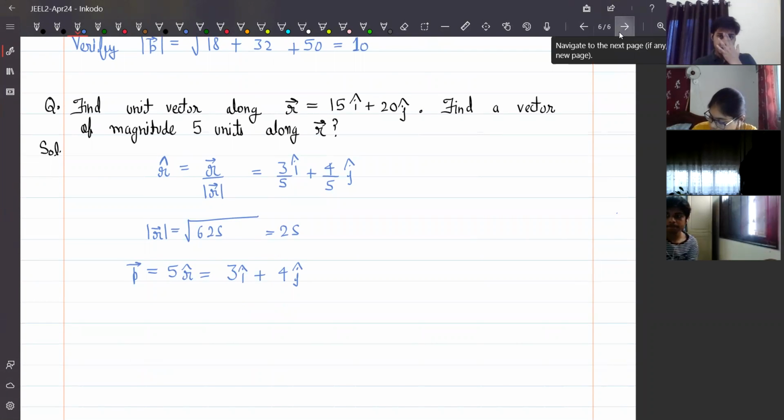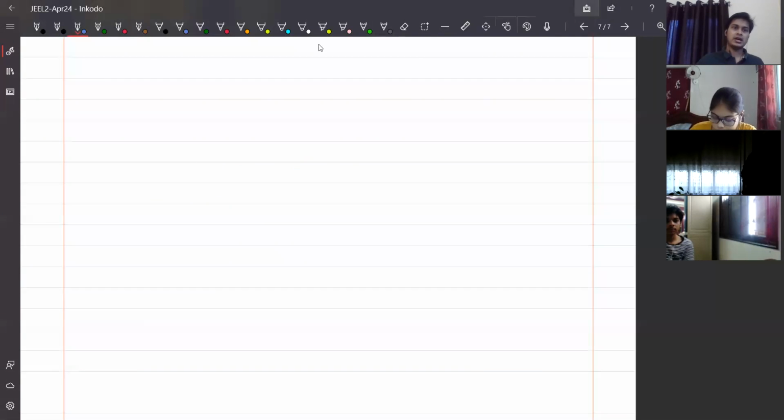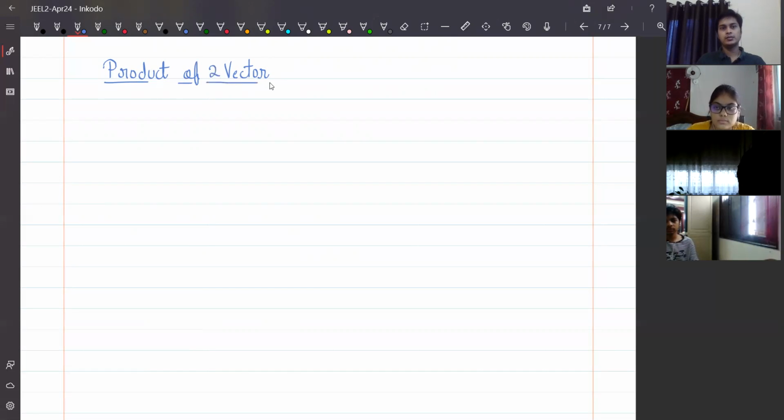So just like addition, we can also do subtraction. So subtraction of vector, we just write instead of A plus B, we write A minus B. There's nothing new there. But after learning addition and subtraction, we can go to product of vectors. And we have two types of products of vectors. First vector product is a scalar product. It is called a scalar product.